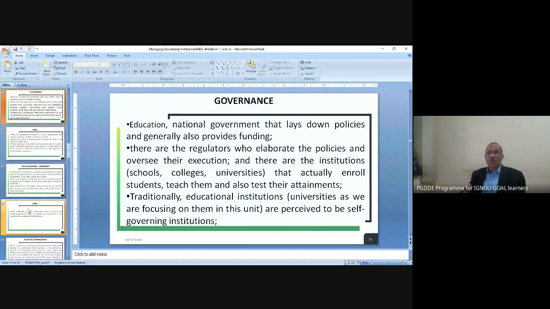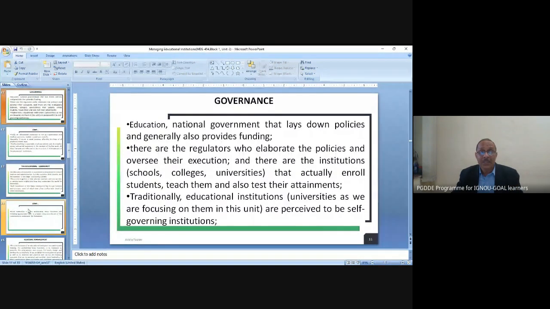And then, of course, they make policies. Based on those policies, you enroll the students and teach them the programs in which they are enrolled. Education institutions are perceived to be self-governed. Yes, that's what I said, that universities are largely self-governed, with minimal interference from the government and the outside world. They may consult, that's the difference.